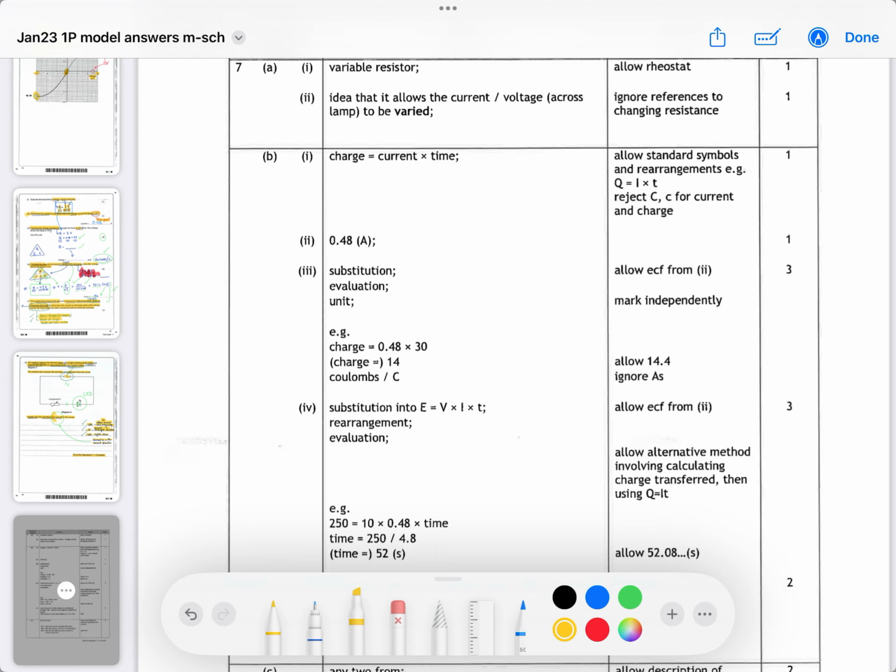The answer that I didn't calculate in the earlier part was the charge is the current times the time, which comes to exactly 14.4. And you can put it to 14 because the data is only known to 2 significant figures, and then the unit was coulombs. Okay?